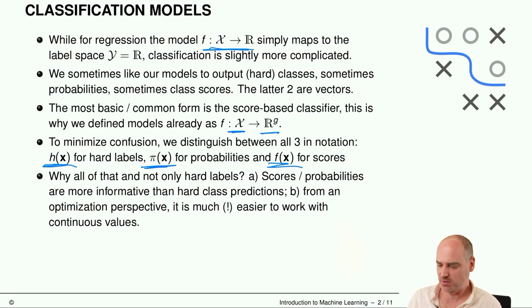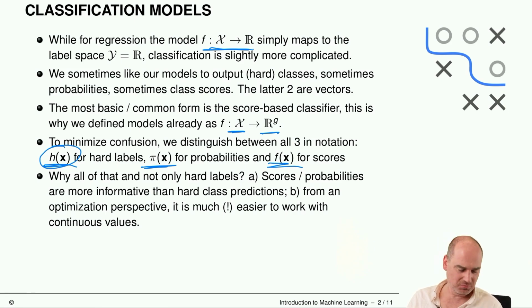Why are we even doing that? Why are we not somewhat content and happy here with hard labeling classifiers? So I guess there's at least a twofold answer to that. First of all, obviously scores and probabilities are way more informative than hard class predictions.